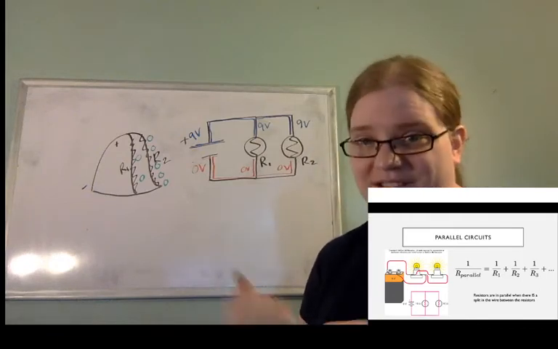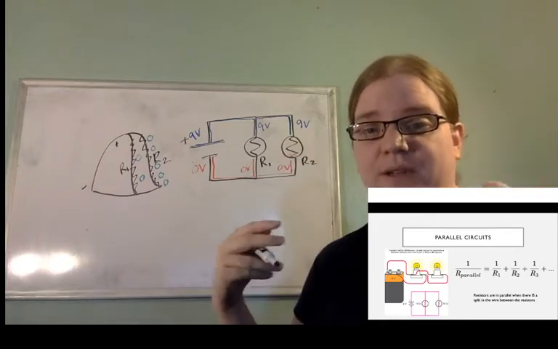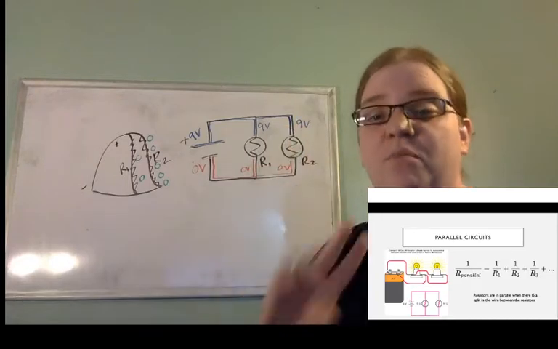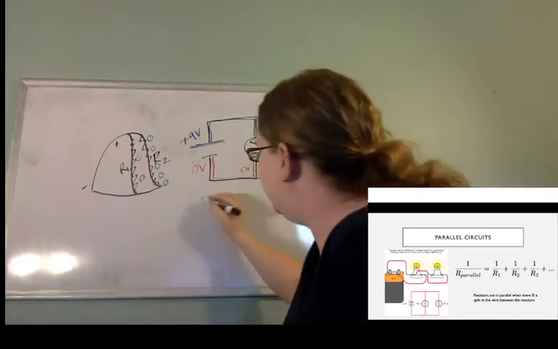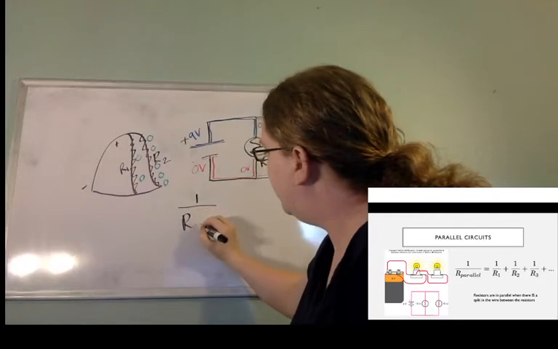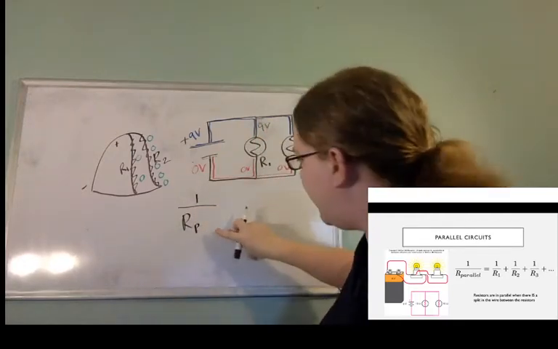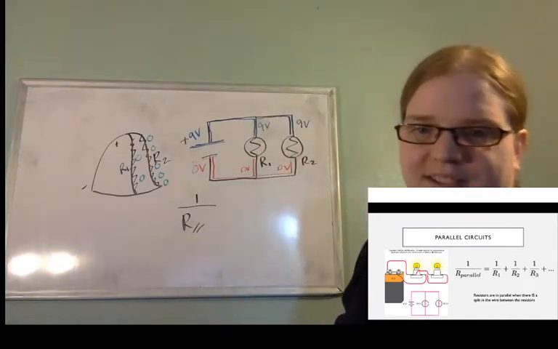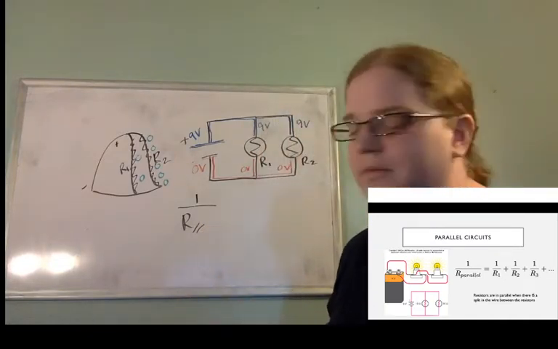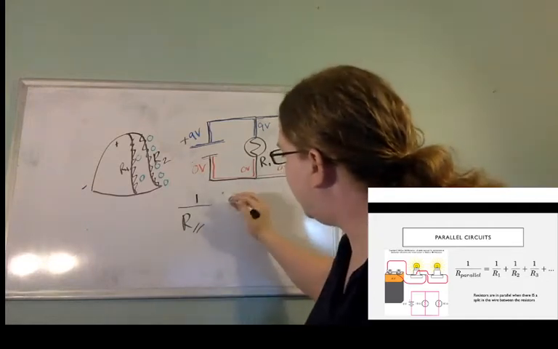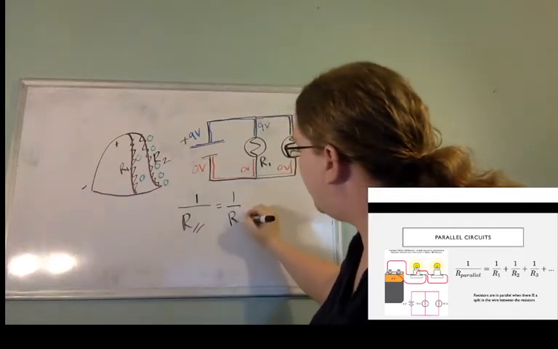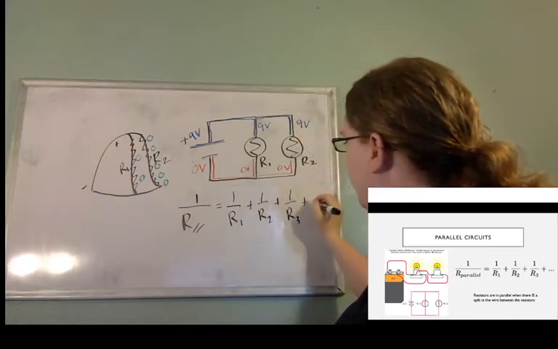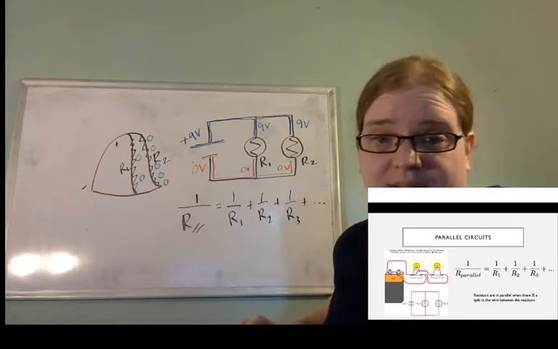Now, the unfortunate thing is that the equation to figure out the effective resistance that this battery sees is going to be more complicated. So it looks like this. 1 over our parallel, and you know what? I don't like writing parallel because I almost always spell it wrong, and it takes me a while. I'm just going to do the parallel lines. It's like the math symbol for parallel. Okay. So 1 over R parallel equals 1 over R1 plus 1 over R2 plus 1 over R3, etc. Because maybe you have more things in parallel.